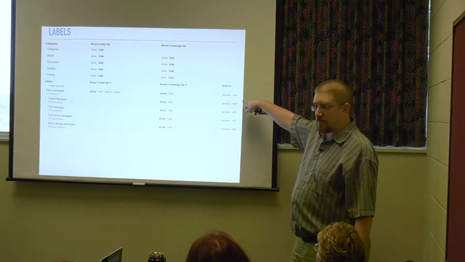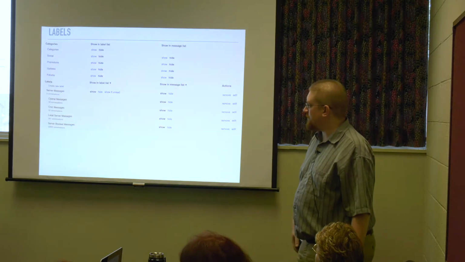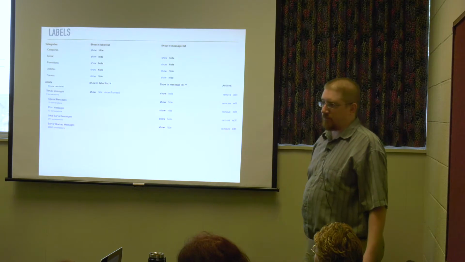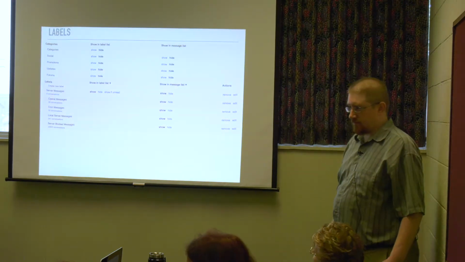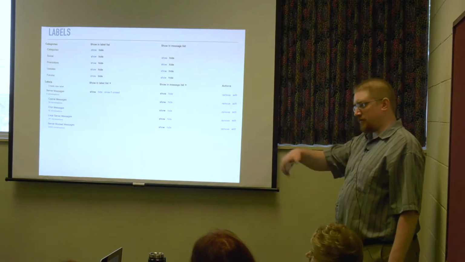You can edit them, but you can't change much on them, like what the name is. You can show or hide them here. If you've suddenly lost a label, this is where you can go and find it. If you hide them, are they still searchable? Yeah, they should be. They just don't show up in that main navigation.